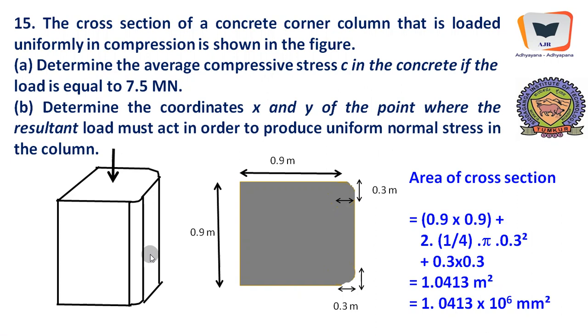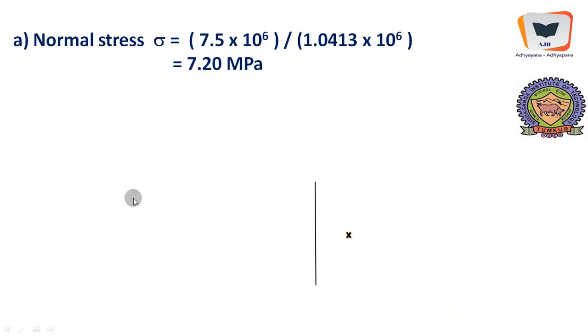Therefore area of cross section really matters, because we need not take into account the entire length of the component. Normal stress is 7.5 into 10 to the power of 6, the applied load, divided by area of cross section, so that will get us 7.2 MPa. And this cross section is made out of a square cross section, as I told earlier. Add to that a small square, add to that 2 quadrants of circles.